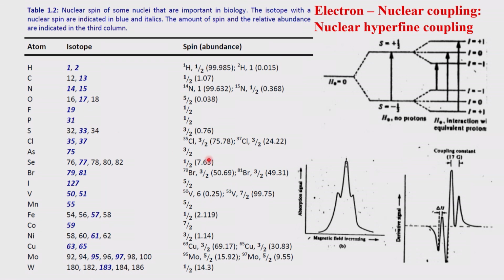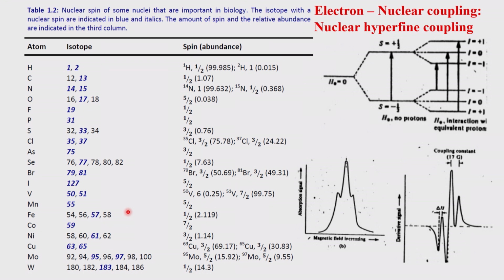Arsenic is 3/2, and nothing is written, which means 100%. For selenium, only 77 is active, at 7.63%. There is some possibility of seeing the coupling with selenium because it's 7.6%. Now go to bromine 79 and 81, both 3/2, at 50 point something and 49 point something percent. Again, just like chlorine, together they make 100%, so for bromine and chlorine you can take the nuclear hyperfine coupling values. You should take iodine as well, yes, 5/2, so you have to take the corresponding nuclear spin and apply it.